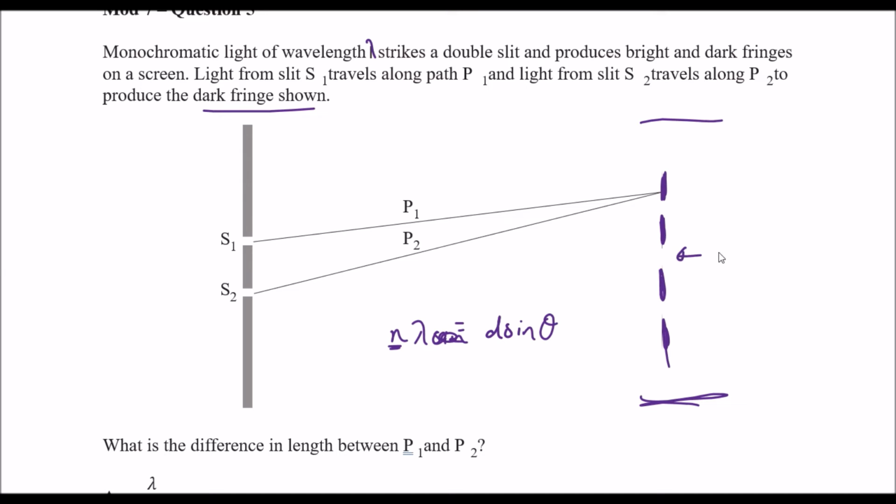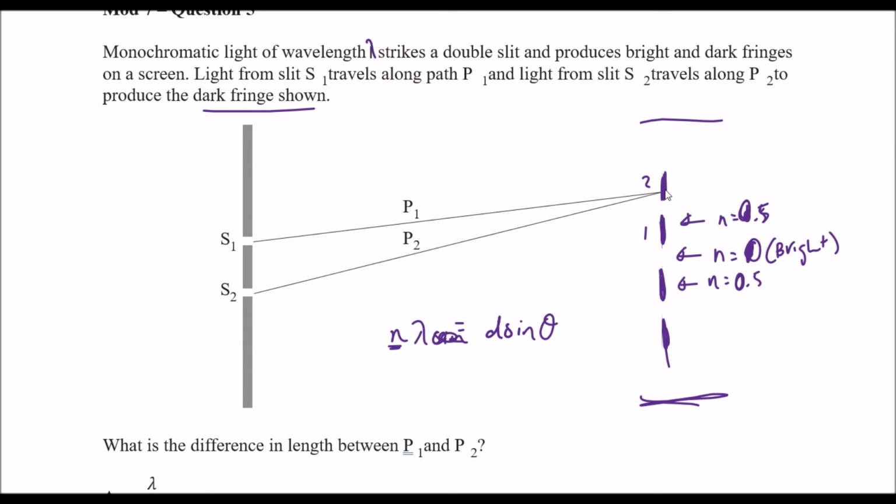So this is our center bright band. This is n equals 0, our center bright, or our n equals 1, sorry. So that's our bright band, which means this is 0.5, or n is 1.5 of the dark band that we have. So we're in the first, and then we're at the second bright band. Okay.